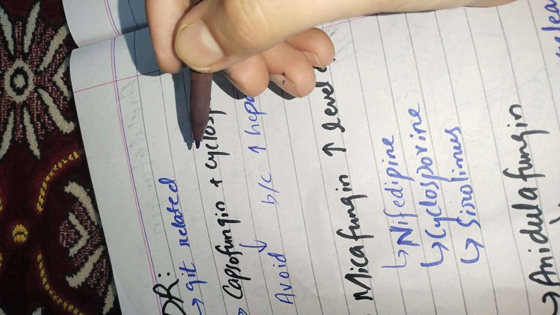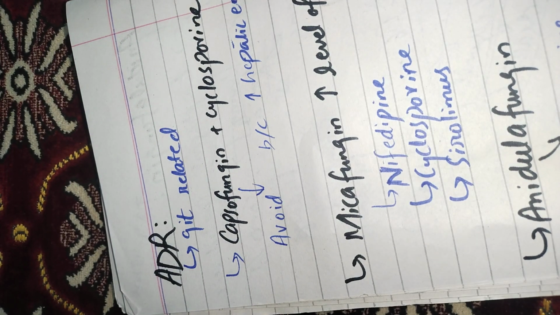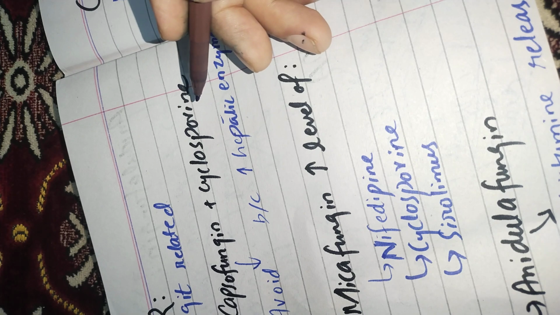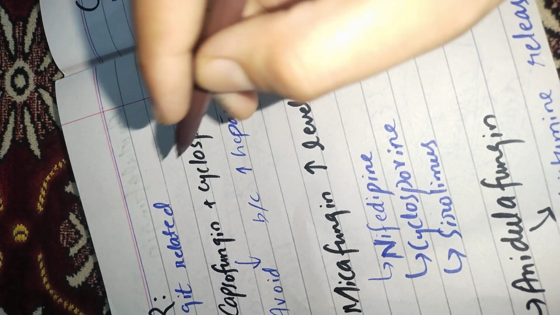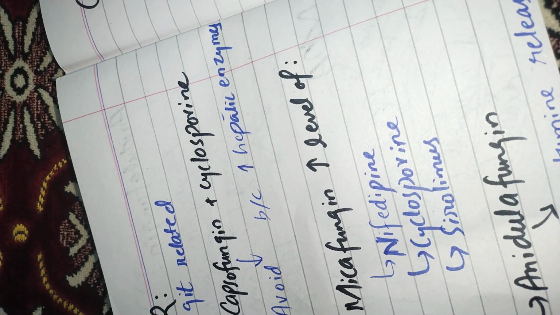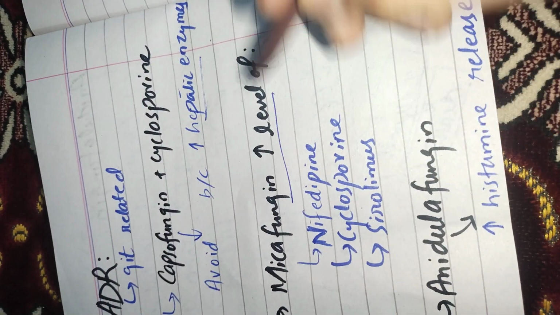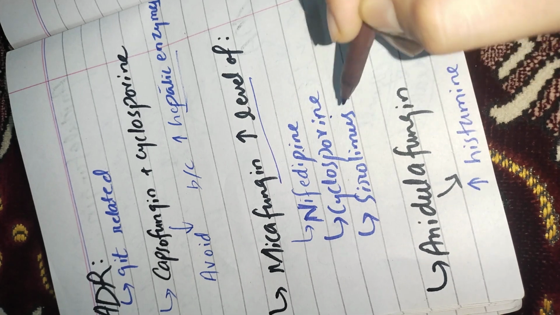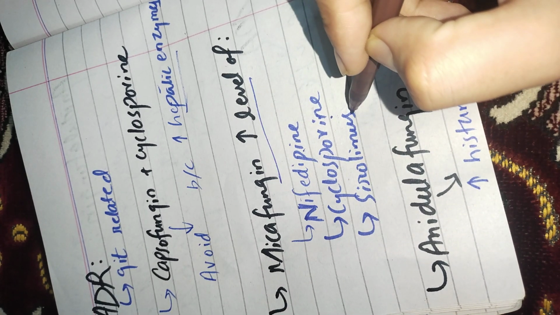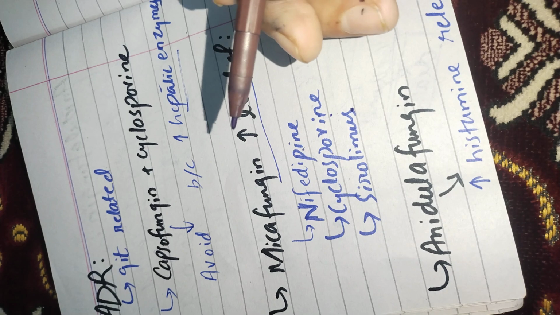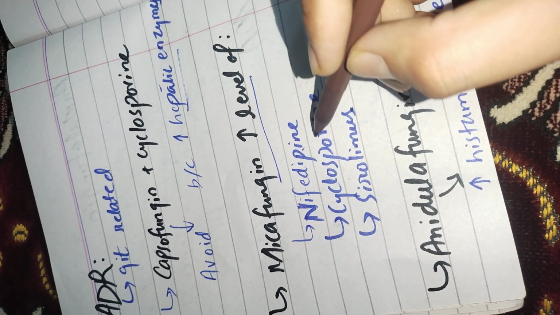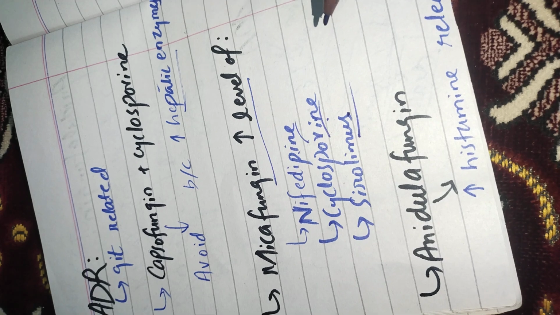What are the ADRs of echinocandins? Mostly the ADRs are related to the GIT. Caspofungin plus cyclosporine is mostly avoided because the combination increases hepatic enzymes. Micafungin increases the level of nifedipine, cyclosporine, and sirolimus because it interacts with the liver enzymes.